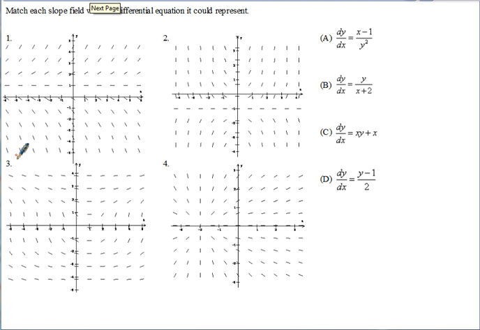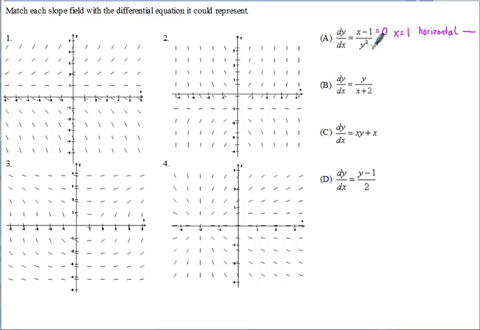Okay, now let's look at how you can match each slope field with a differential equation you can represent. So you could take this one point at a time, but the easiest way probably is to identify where your horizontal and vertical tangent lines should be. Okay, so if you set the numerator equal to 0, well, that would come from x equals 1. And when the numerator is 0, you should have horizontal tangent lines right there.